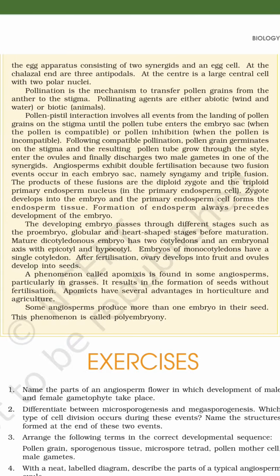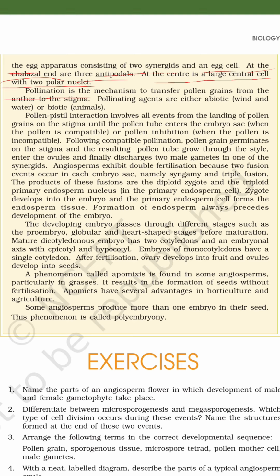At the micropylar end is the egg apparatus, which consists of two synergids and an egg cell. At the chalazal end are the three antipodals. At the center is a large central cell with two polar nuclei.